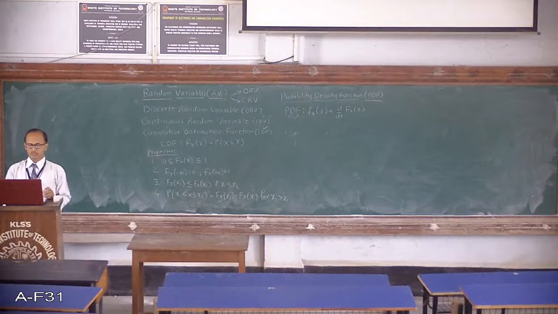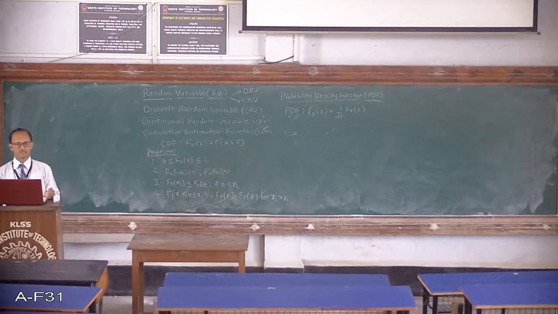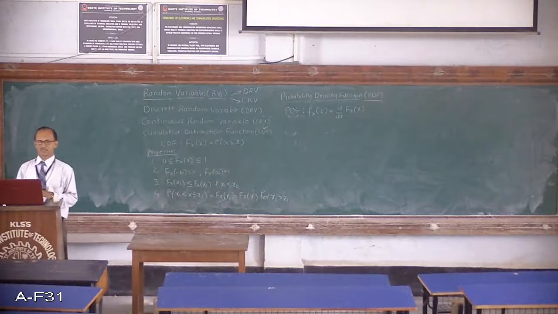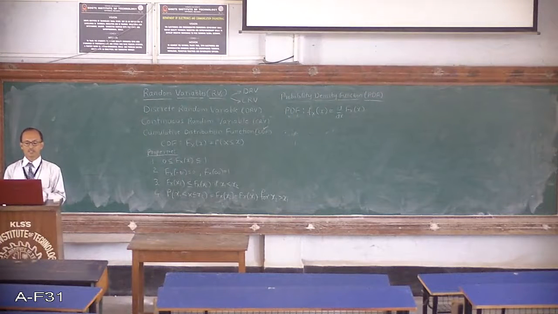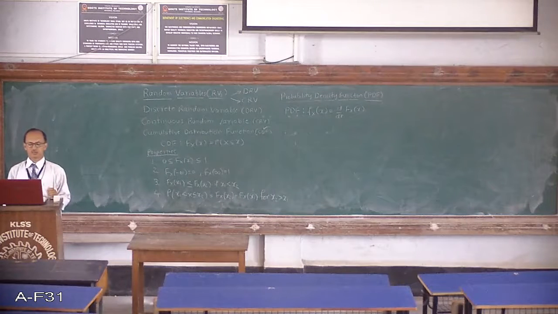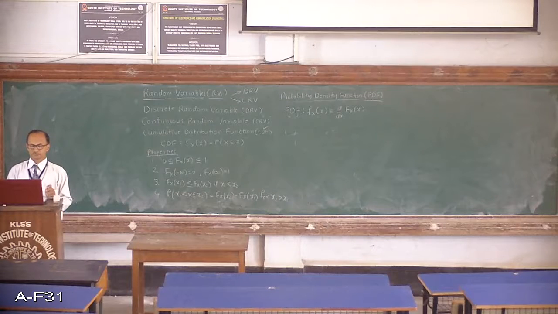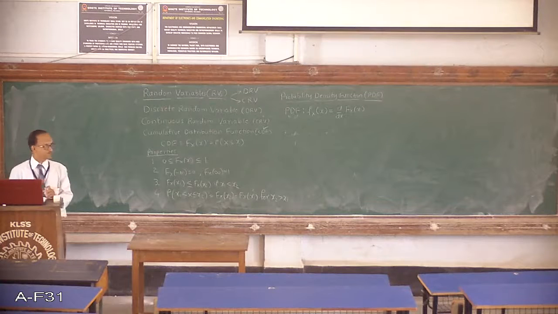Fourth property is the probability of the event where x lies in between x1 and x2. The probability that the value x lies in between x1 and x2 is given by the area under the PDF curve in the range x1 to x2. That is, if you integrate this PDF f_X of x within the limits x1 to x2, then we get the probability of the event that x is in between x1 and x2. That is the probability density function.